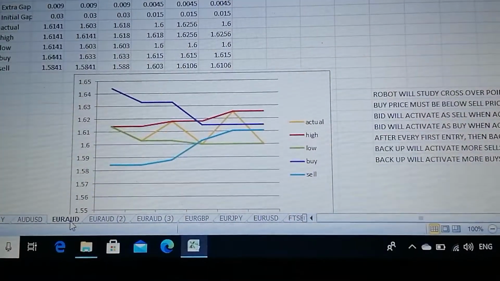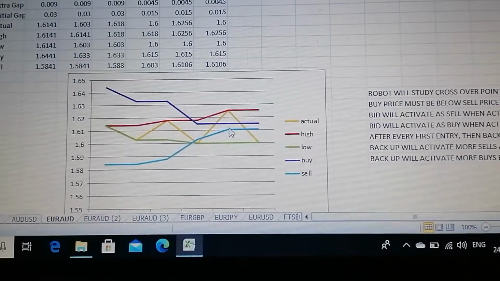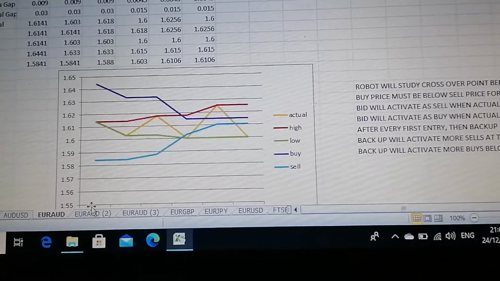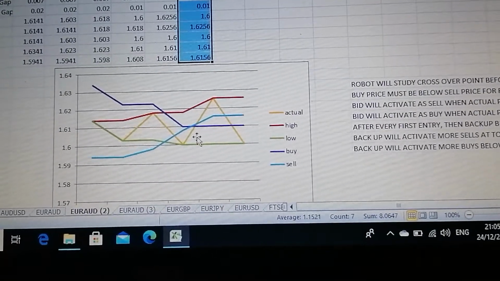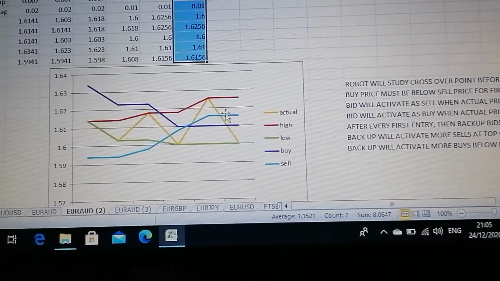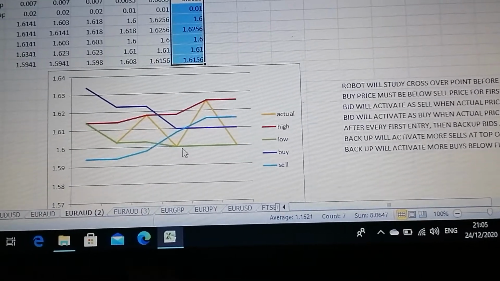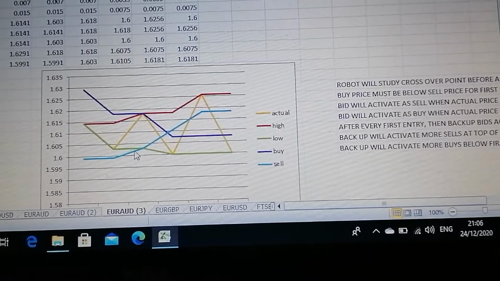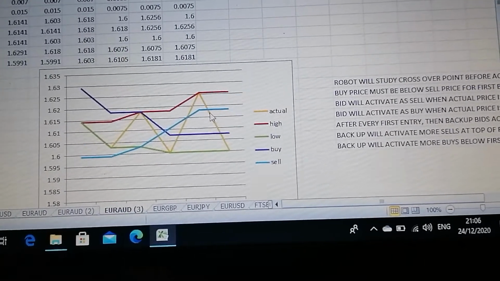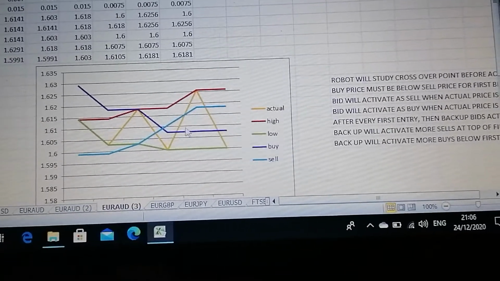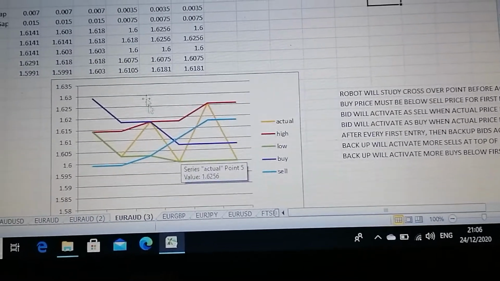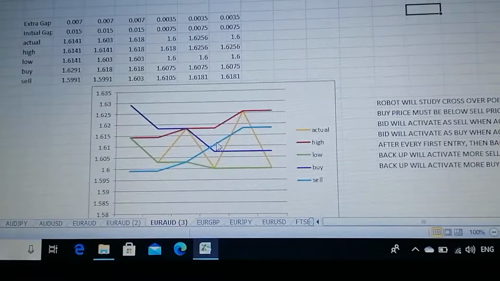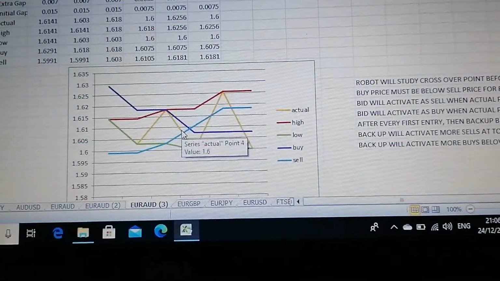So look at the first scenario. You can see that in the first scenario, the buy and the sell have not yet crossed each other, so they are still apart from each other. In the second scenario, you can see they've crossed each other not long ago, at the 1, 2, 3, 4th move. And this is the last scenario. You see, the last scenario has shown that they've actually crossed each other for some time. So those are the 3 scenarios, the same data, but just different extra gaps and initial gaps. And that's what changed all the 3 variables of EUR AUD.